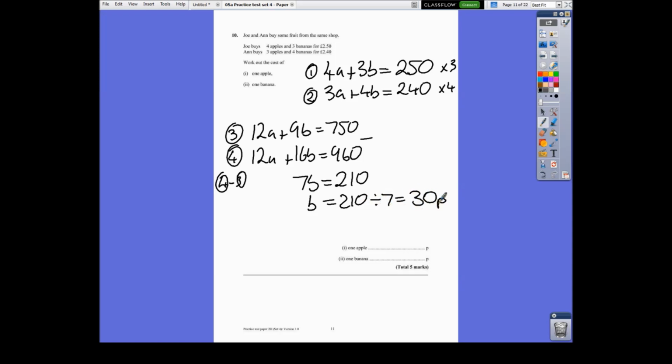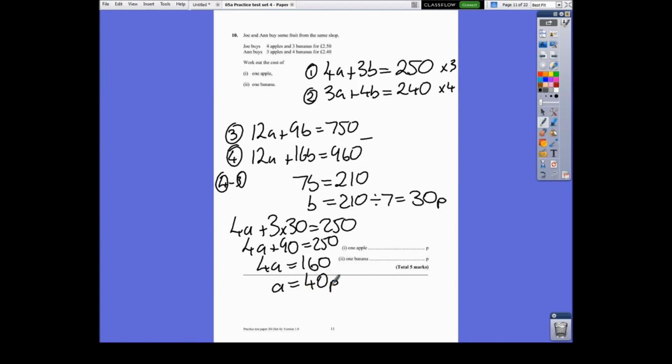Once we know that the price of a banana is 30 pence, we can substitute that into one of the original equations. So I'm going to substitute that into the first one. So 3 lots of 30 for the price of the bananas, and that was 250 pence. So 4 apples plus 90 pence would be 250. Take the 90 off both sides, we get 160. And divide by 4, we would get 40 pence per apple. So an apple is 40 pence and a banana is 30 pence.